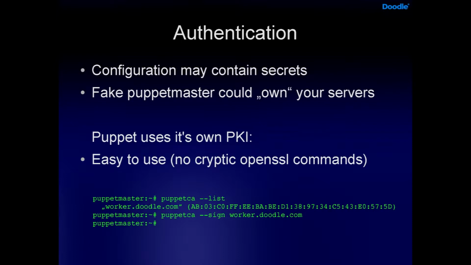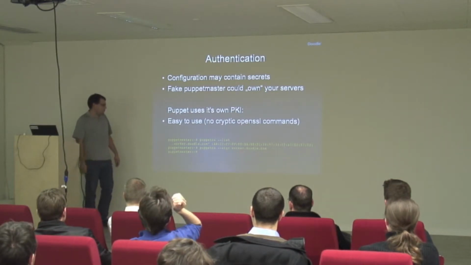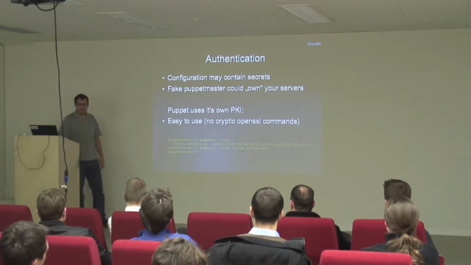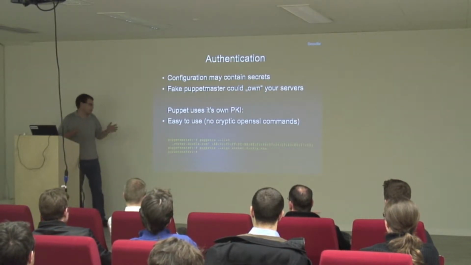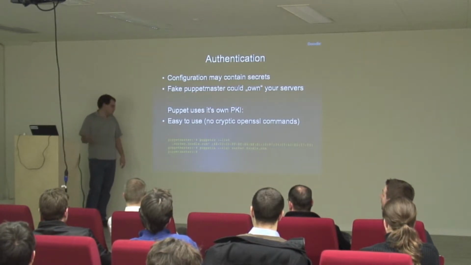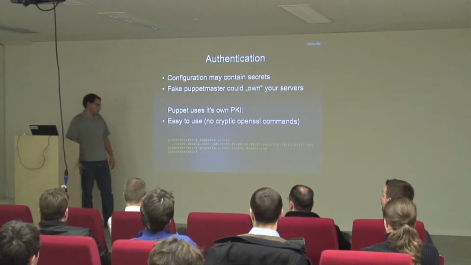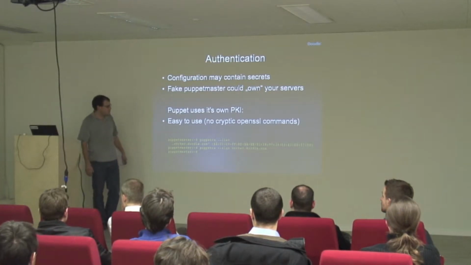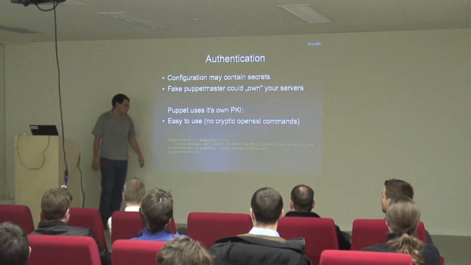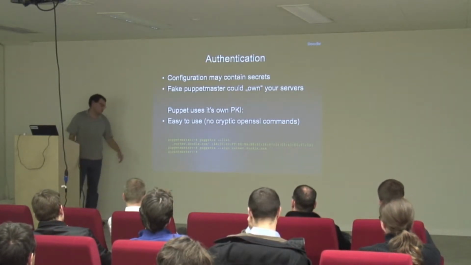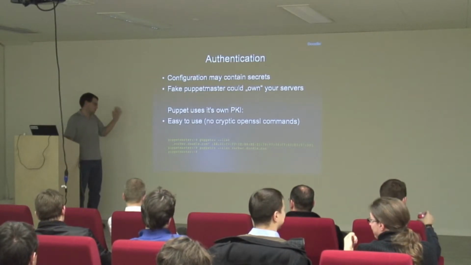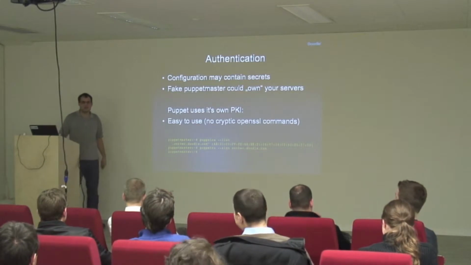Of course, the configuration may contain secrets, and a fake Puppet master could inject any configuration it wants into your service. So we need some kind of authentication. Puppet does this by using a more or less standard public key infrastructure, and you don't have to worry about cryptic OpenSSL commands because Puppet has a nice abstraction for this. Basically, you just start a new server, and it will connect to your Puppet master, and the Puppet master will tell you that there's a new node. In this case, it's working.google.com with this host key, and you can just sign this certificate signing request, and Puppet will do the rest for you. And of course, you can revoke certificates and pre-install the certificates on some servers and do whatever you like. But the basic use case is really easy.